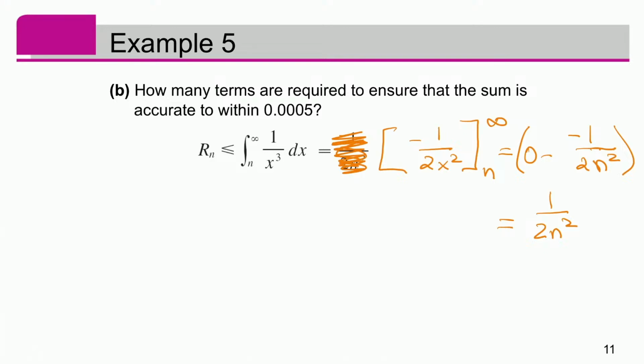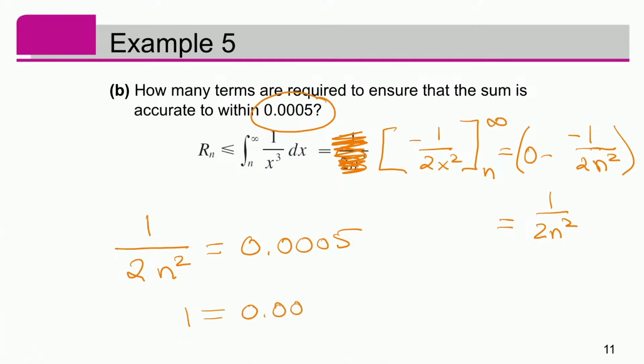Now I want that to be equal to this. So let's do a little bit of algebra. It's not bad. 1/2n squared should equal 0.0005. So you know the drill here. You're going to multiply both sides by 2n squared, and then divide both sides by 0.001. And you get 1,000 is equal to n squared. And so n is the square root of 1,000.